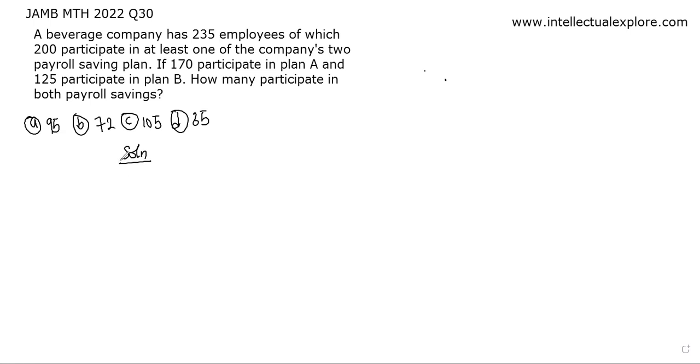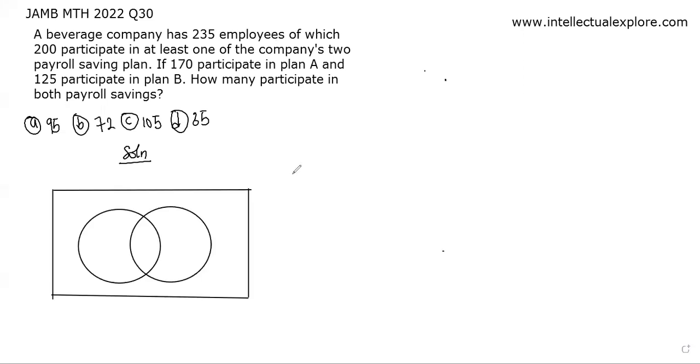Now I would like to draw a Venn diagram, so that I can properly use that diagram to interpret all these parameters, all these facts. Okay. Our diagram is set. So now let's do the proper interpretation.